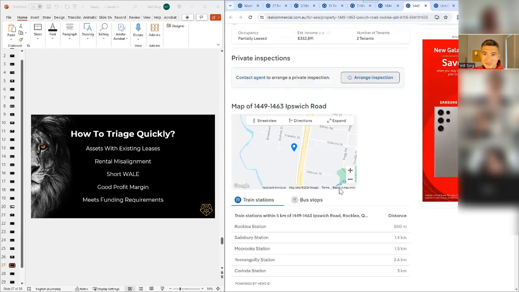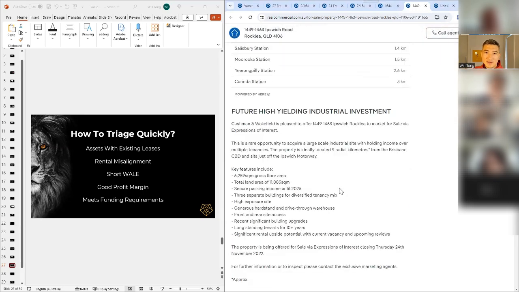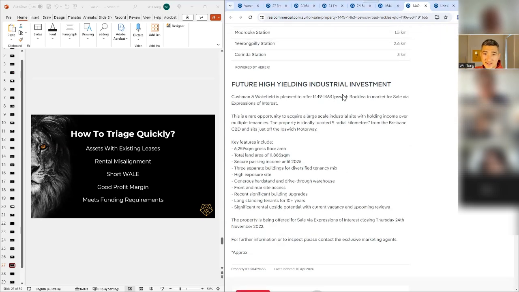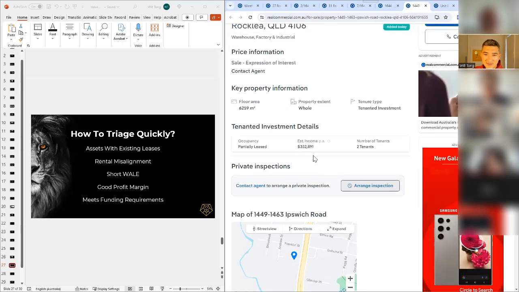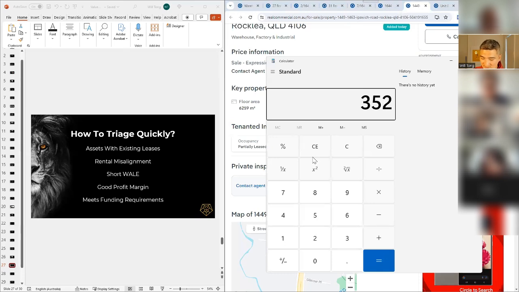Next one, let's have a look. Future high yielding investment. Long-standing tenant, 10 plus years, secured income until 2025. Oh, that's good. There's only 1 year left or 1.5 years left. Okay. It's got 6,259 square meters. I think it's under rented. Yeah. Sorry, guys. I think I'm going to buy this one.